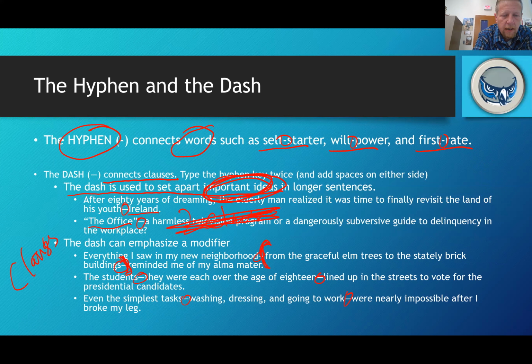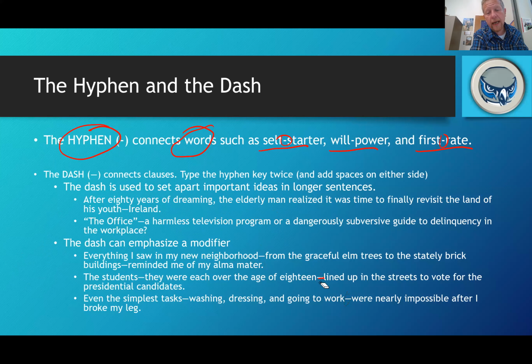Let's look at that again. The second example, the students, dash, they were each over the age of 18, dash, lined up in the streets to vote for the presidential candidates. So in other words, the students lined up in the streets. But if you want to add more information, the students, and hold on, I need to tell you more, they were all over the age of 18. Let's go back to our sentence, lined up in the streets, right? Or how about this? Even the simplest of tasks, and now I'll tell you what they are, washing, dressing, and going to work, back to our sentence, were nearly impossible after I broke my leg, all right? So you can use dashes to connect either major ideas or clauses and things like that.